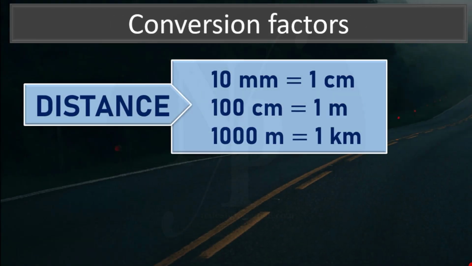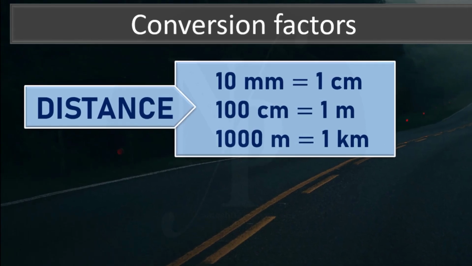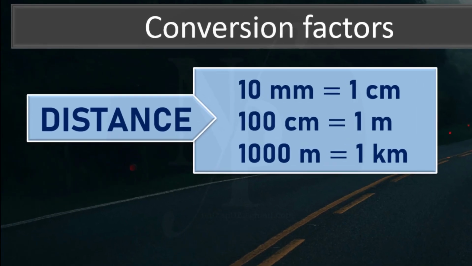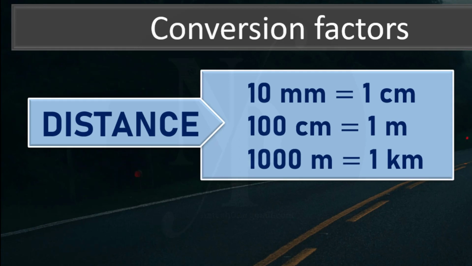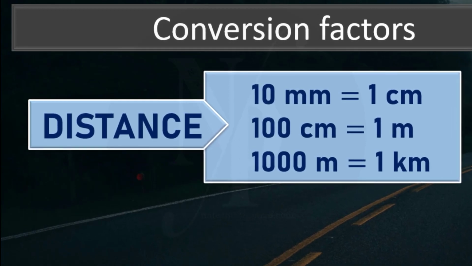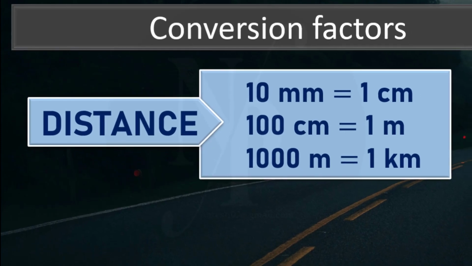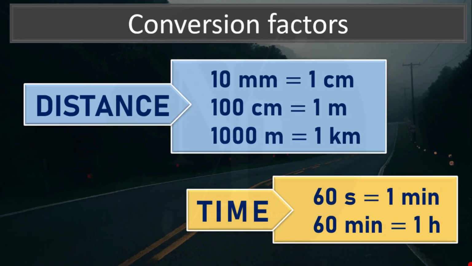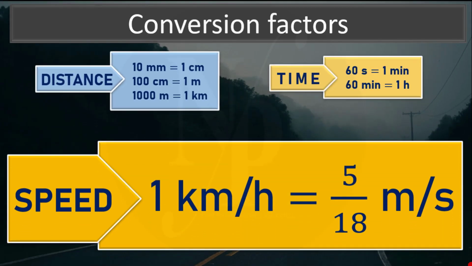Conversion factors: millimeter, centimeter, meter and kilometer are the units of distance. Here 10 millimeters make 1 centimeter, 100 centimeters is equal to 1 meter, and there are 1000 meters in 1 kilometer. Second, minute and hour are the units of time. 60 seconds make 1 minute, and there are 60 minutes in 1 hour. Conversion factor for speed is 1 kilometer per hour is equal to 5 by 18 meter per second.